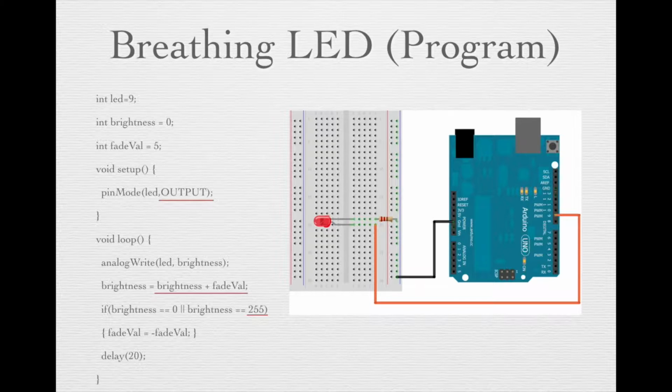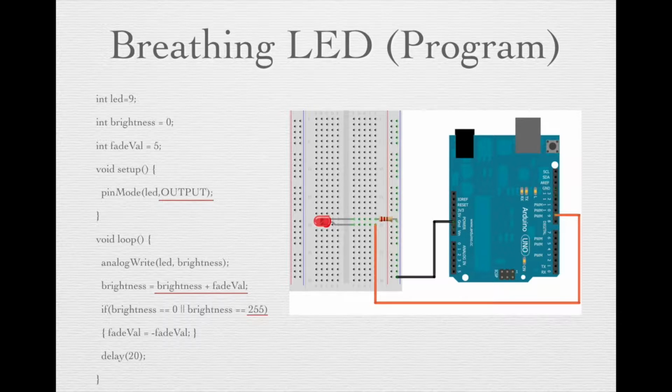So this is the breathing LED program and the circuit connection. The 9th pin is connected to the positive leg of the LED, and the negative leg of the LED is connected to ground through a 1 kilo ohm resistor. So LED is equal to 9. The pin number is 9, and I'm taking a brightness value as 0 initially, and a fadeVal, which is the fading amount, as 5. In void setup, as I told you, it will execute only once. So pinMode of LED, OUTPUT, which means the LED, which is 9, is set as output. The 9th pin is configured as an output pin.